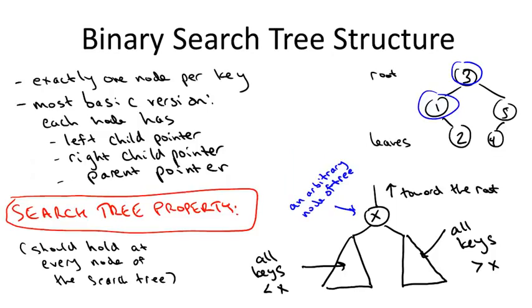So let's just quickly recap what is the basic search tree property. It should be the case that at every single node of your search tree, if you go to the left, you only see keys that are smaller than where you started, and if you go to the right, you only see keys that are bigger than where you started.